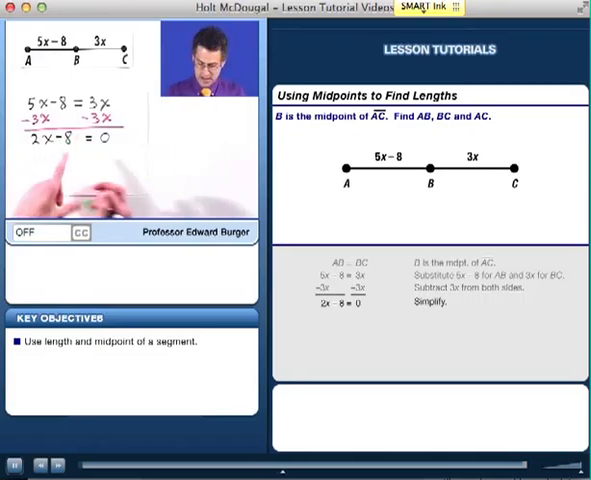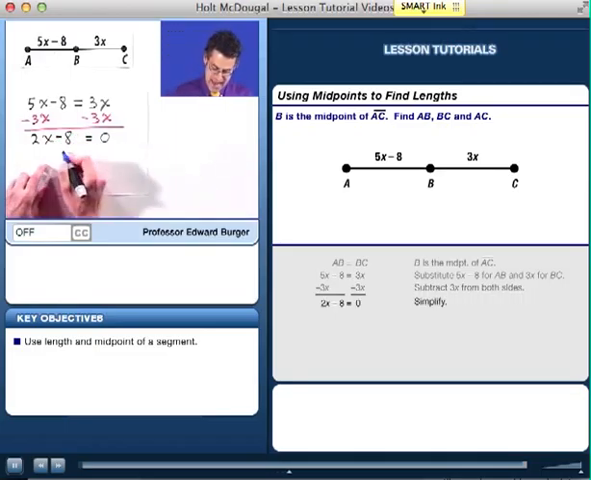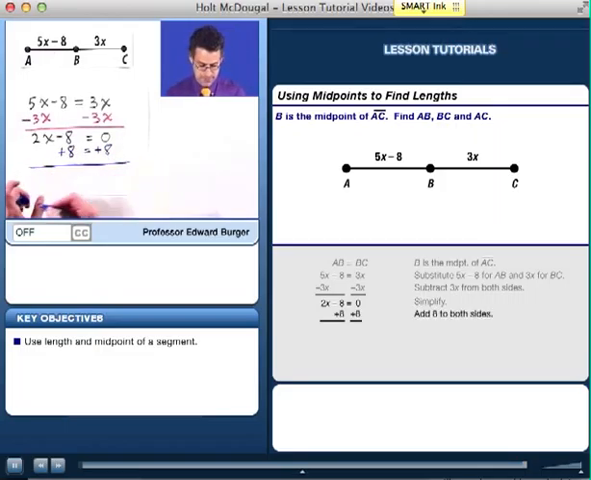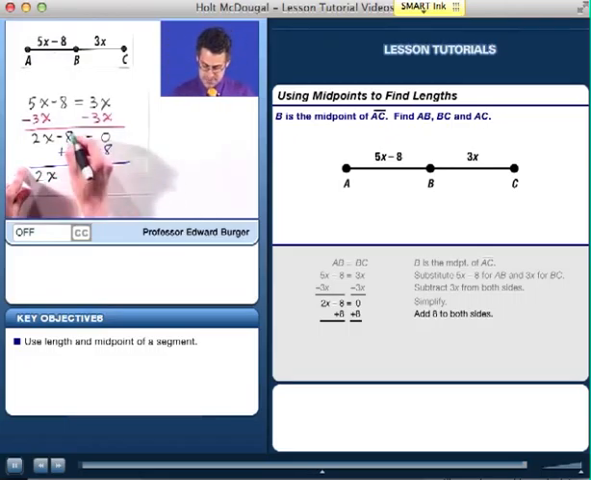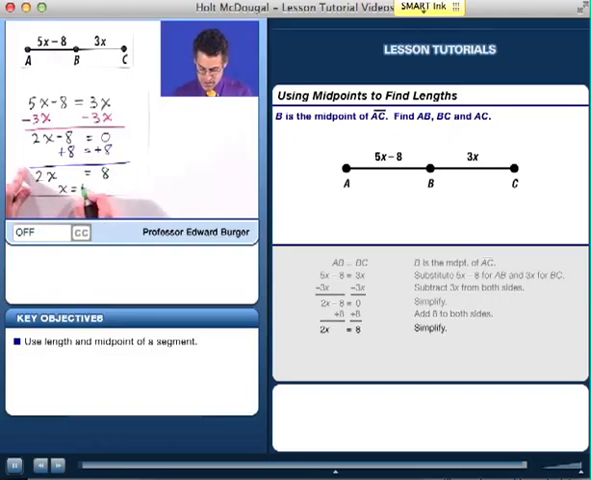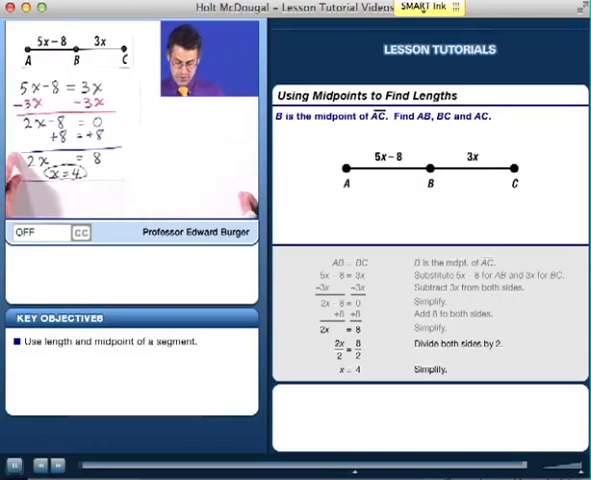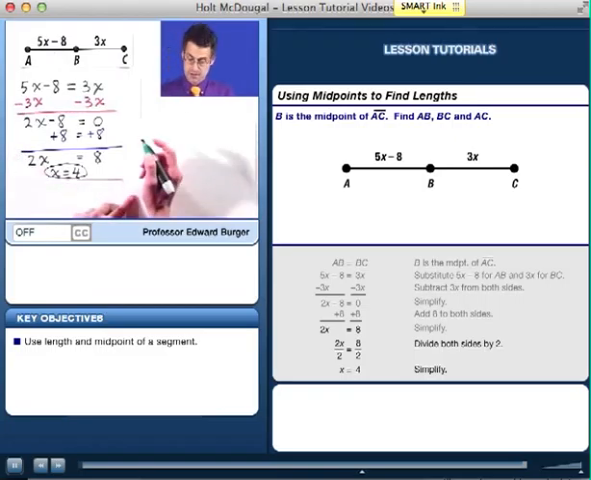And now I want to take care of that 8, so I'm going to add 8 to both sides, not changing the balance of the equation. And I see 2x, that 8 becomes a 0, equals 8. And so I see that x equals 4. Now, you might get excited and say, oh, the answer is x equals 4. But no, the question was, what are these lengths? So now we have to figure out the lengths.